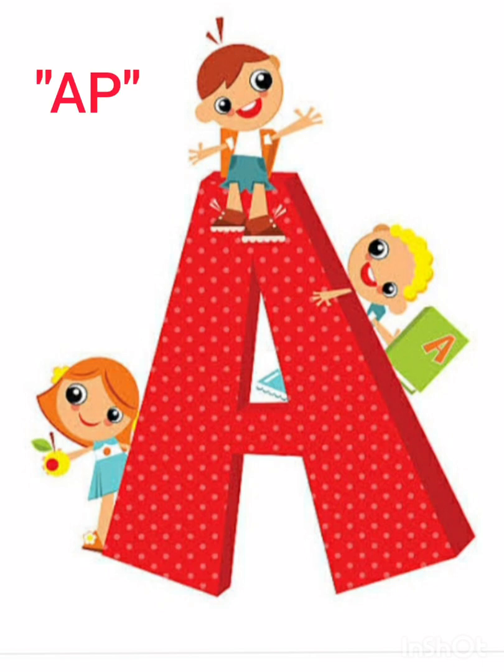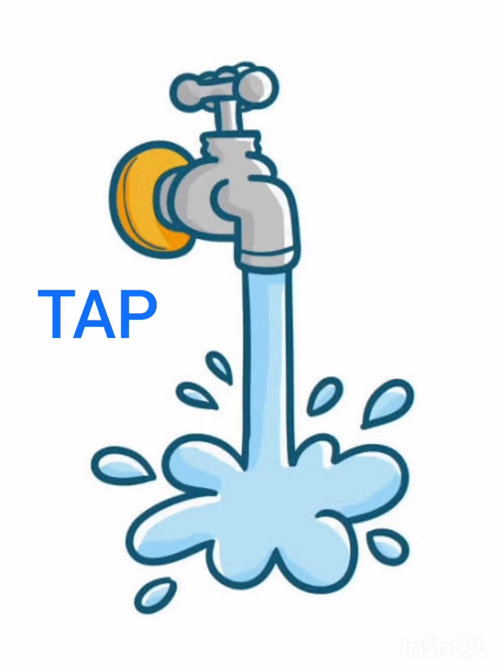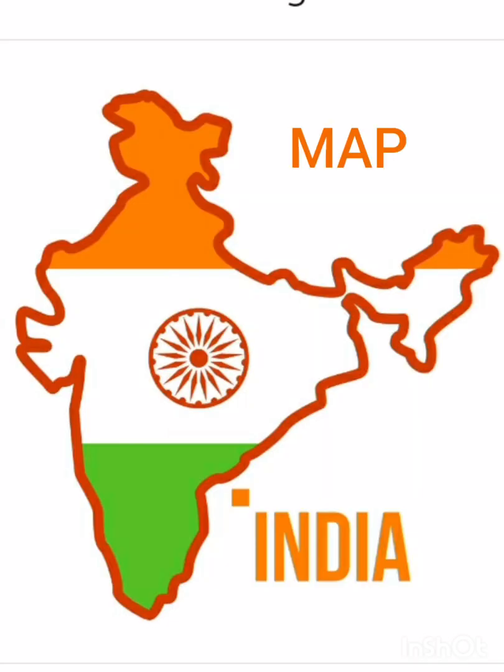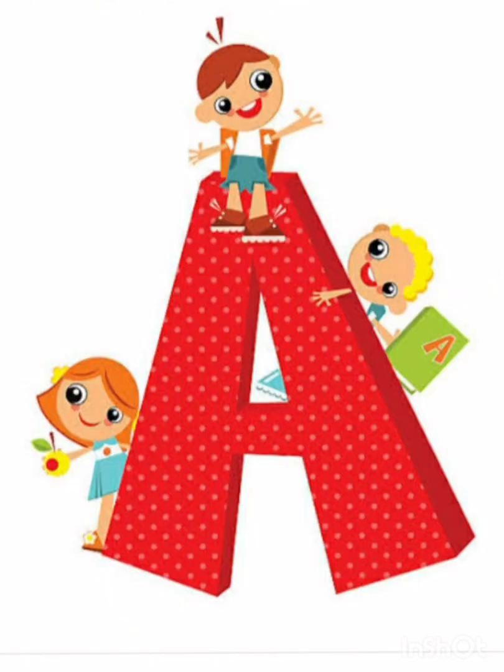Now let us repeat the A sound of A. App. App. Let's look at the picture and say the word 2 times each. Ready? Start. Cap. Cap. Tap. Tap. Map. Map. Great.